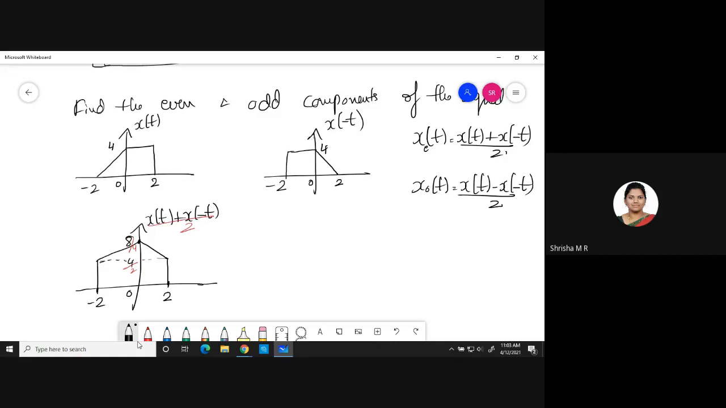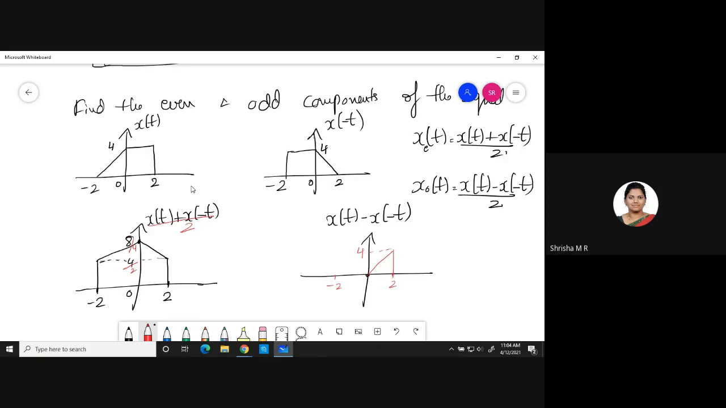Next, we shall see about xo of t: x of t minus x of minus t. At t equal to 0, the amplitude is 4 for x of t, whereas for x of minus t also it's 4. So 4 minus 4, it will be 0. Then at 2 and -2 we have to check. At 2, what is the amplitude? 4, ma'am. Minus 0, so 4. So it will go to 4 and come back to 0.